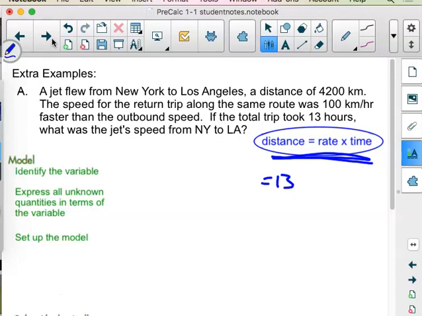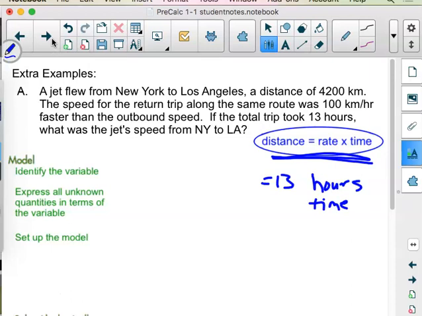Now, that's what's important about the setup of this problem, because what you just decided was that this problem is going to be about hours. So we're going to need hours for one of the routes, hours for the next route, and it has to add up to 13. So it's about time.